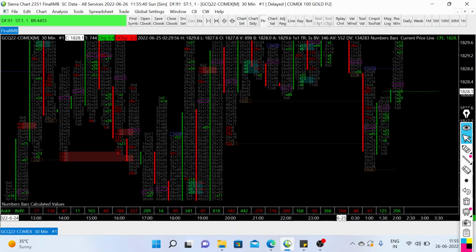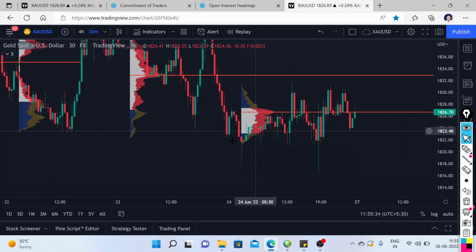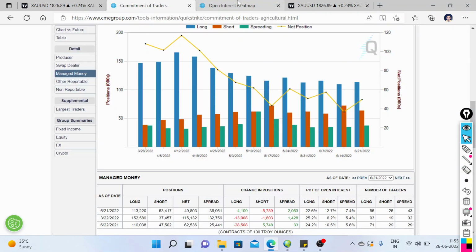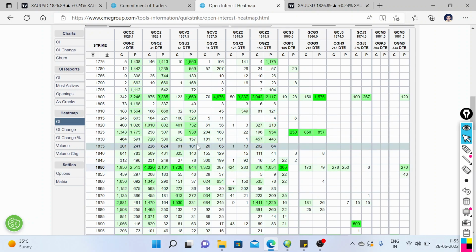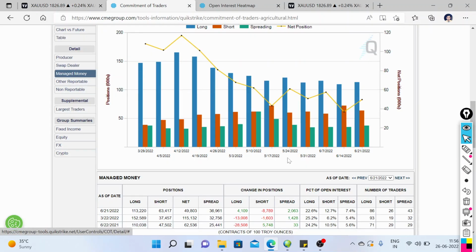In this video, we are going to analyze the gold chart with the help of various tools like the footprint chart and volume profile analysis. We will also discuss the COT report, OI chain analysis, and the price action view. We will discuss the important price levels that gold is currently following so that we can utilize those levels in upcoming trading sessions. So let's start with the latest COT report that we have.